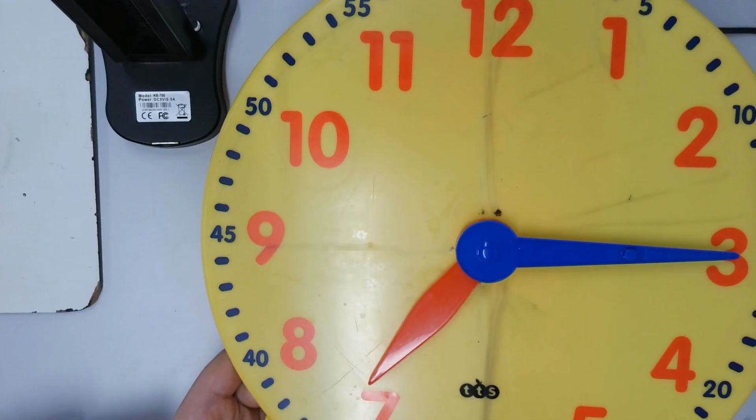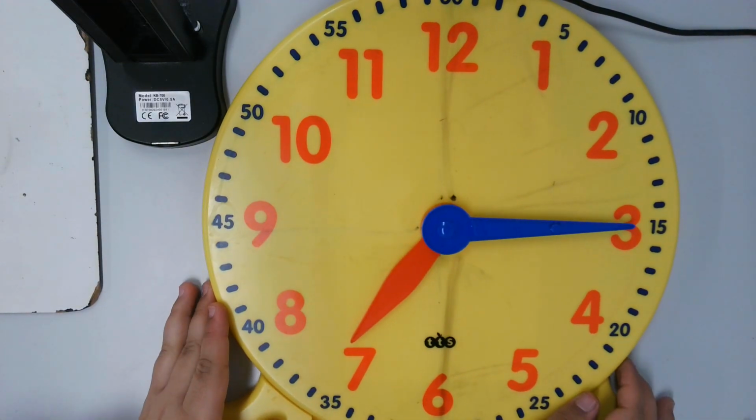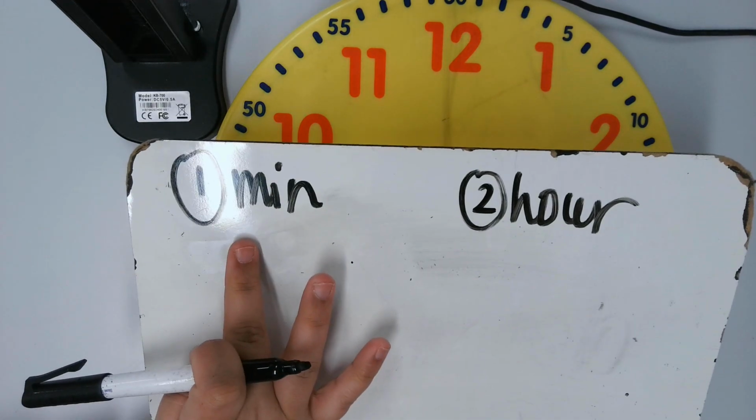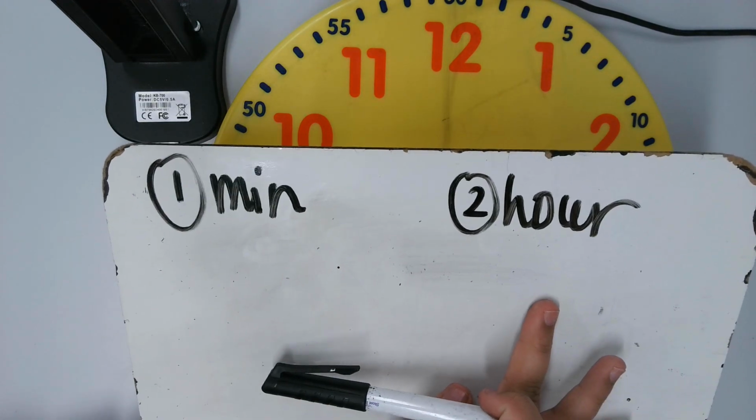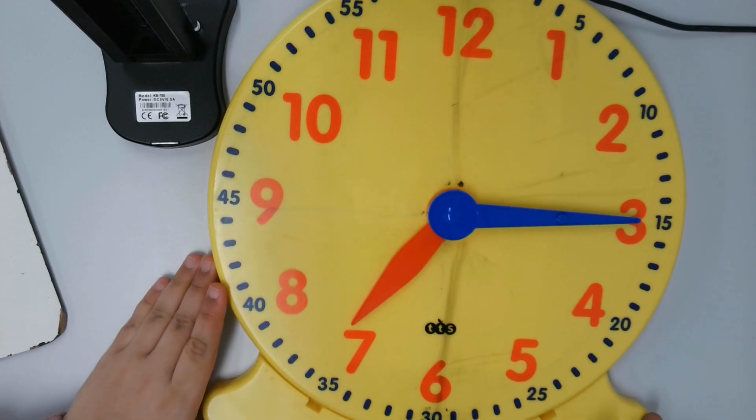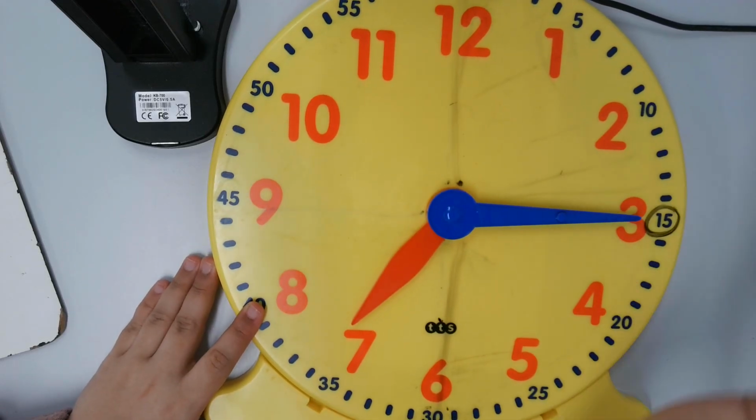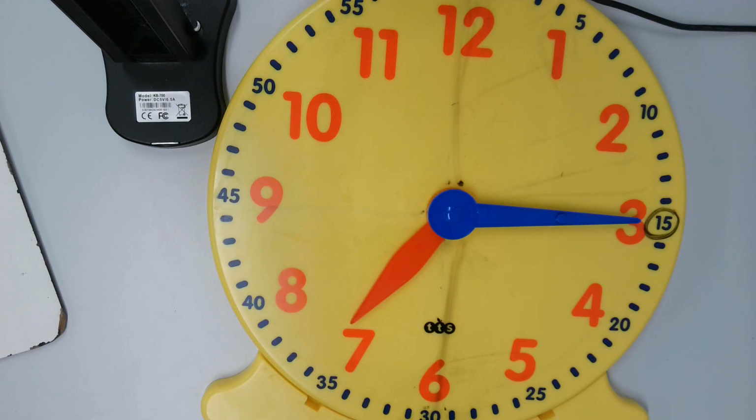What about when my minute hand is on 3? Let's have a think. I'm going through the same steps, first looking at my minutes, then looking at my hour. On this clock, I'm going to look at my minutes first. I can see I'm at 15 minutes.